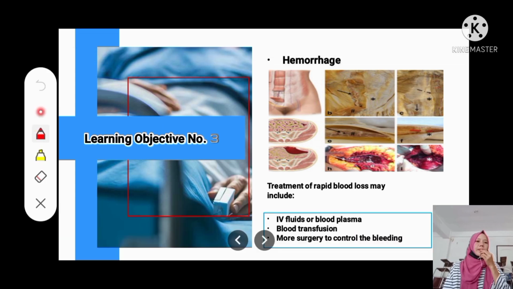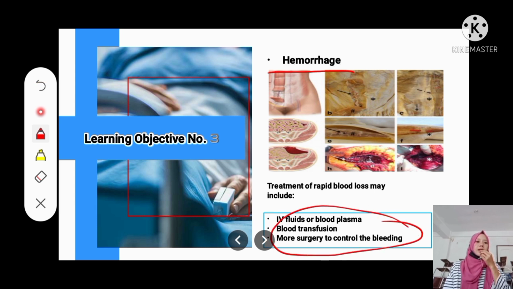Learning objective number 3: identify common postoperative problems and their management. Hemorrhage means bleeding, rapid loss of blood from the site of surgery, which can lead to shock. Treatment of rapid blood loss may include IV fluids or blood plasma, blood transfusions, or more surgery to control the bleeding.